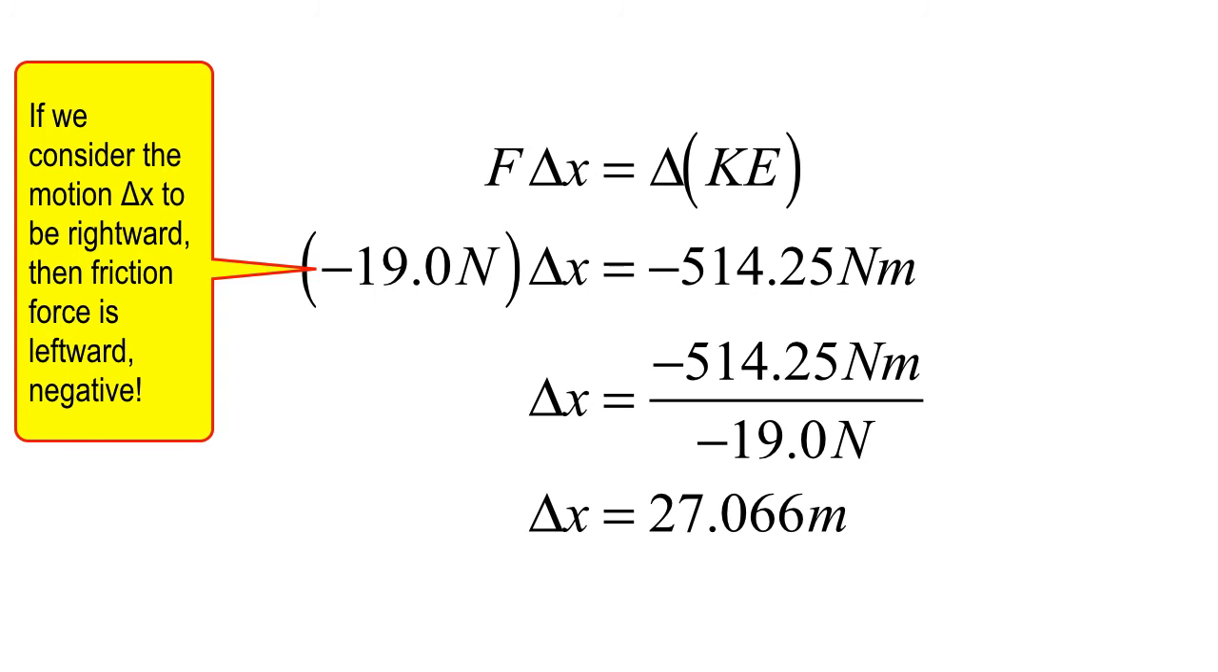Calculation. Anybody verify me on that? 27.06, 6.4, 6.5, 7 or something like that. Now, in the homework, I asked you to give me the distance to the nearest 0.1 meters. So then this answer would be 27.1, when you type it in.